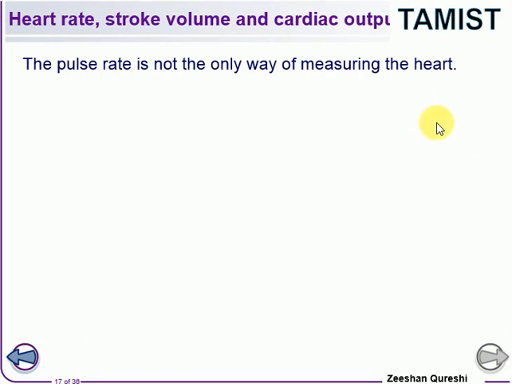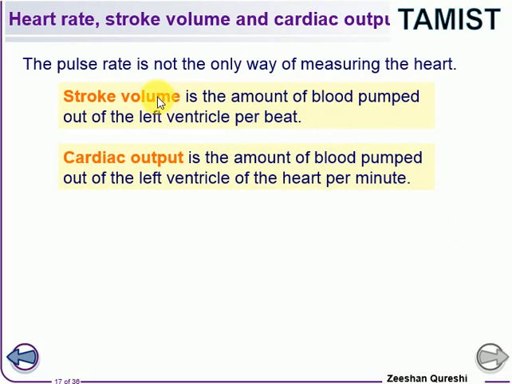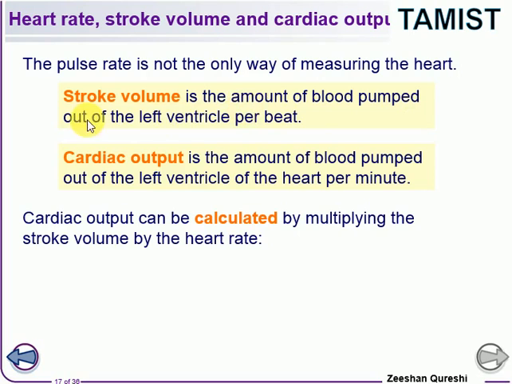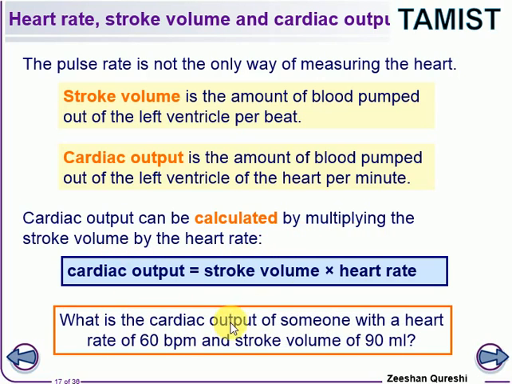Now, the pulse rate is not the only way of measuring the heart. The stroke volume is the amount of blood pumped out of the left ventricle per beat. Cardiac output is the amount of blood pumped out of the left ventricle of the heart per minute. Cardiac output can be calculated by multiplying the stroke volume by the heart rate. What is the cardiac output of someone with a heart rate of 60 beats per minute and a stroke volume of 90 milliliters?